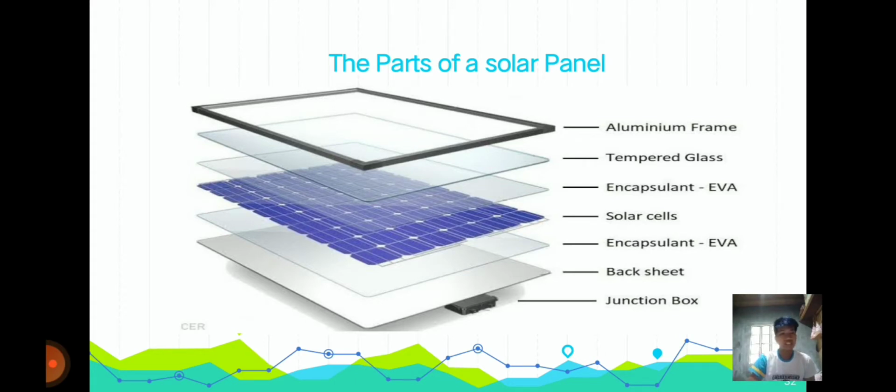So next is, ito pala yung last, yung junction box. The junction box is a small weatherproof enclosure located on the rear side of the panel. It is needed to securely attach the cables required to interconnect the panels. The junction box is important as it is the central point where all the cell strings interconnect, and it must be protected from moisture and dirt.